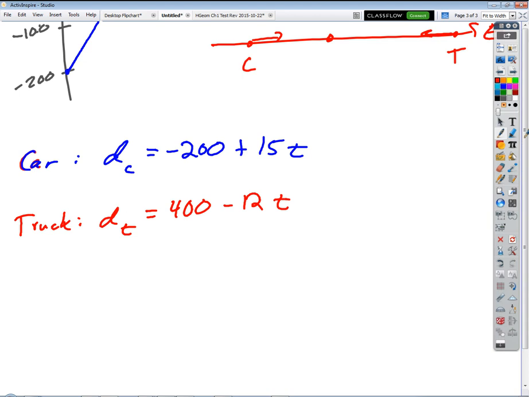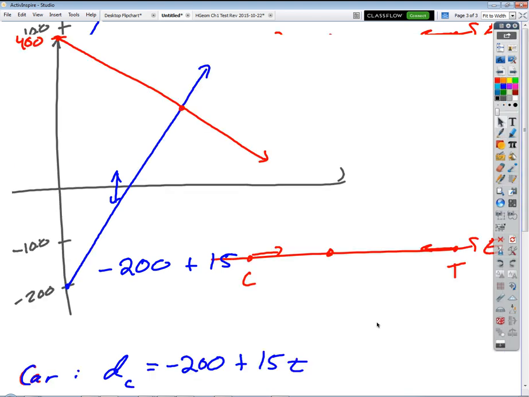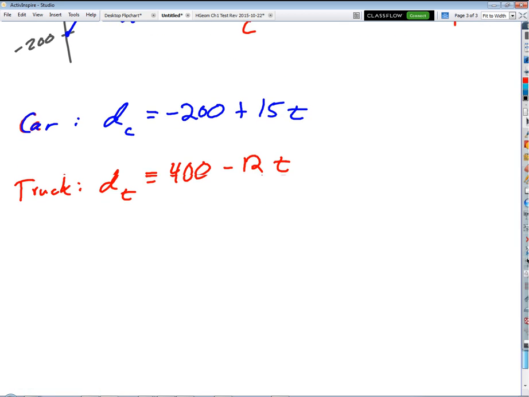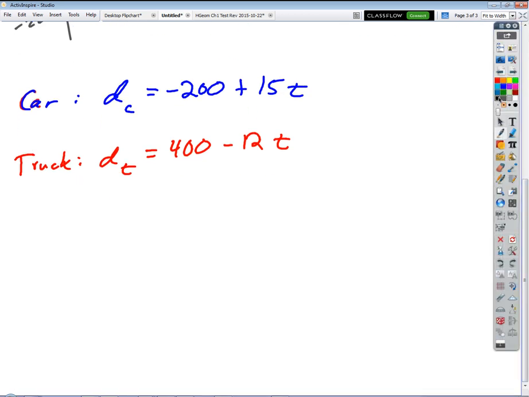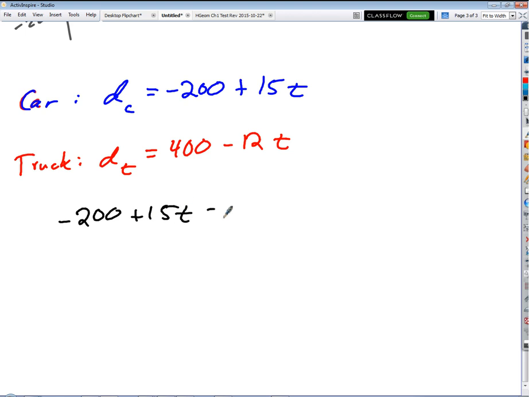So by setting these two equal to each other, we get negative 200 plus, what is this doing? Is this not bizarre? It's like there's some spirit living in my board or something. I don't know what's going on. So we get negative 200 plus 15t equals 400 minus 12t. And the value of t that we're looking for is the value when the positions are the same.